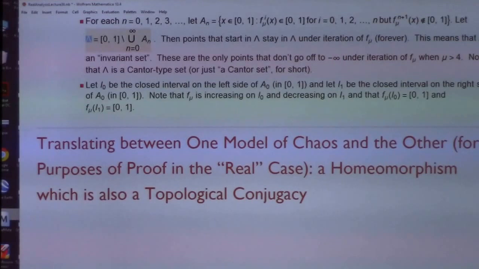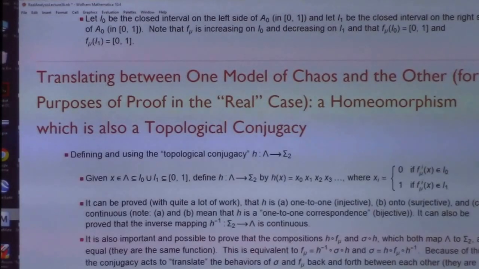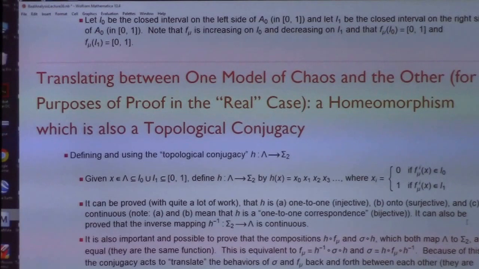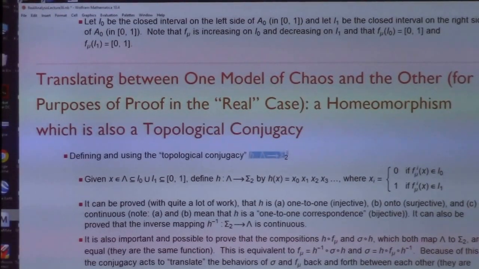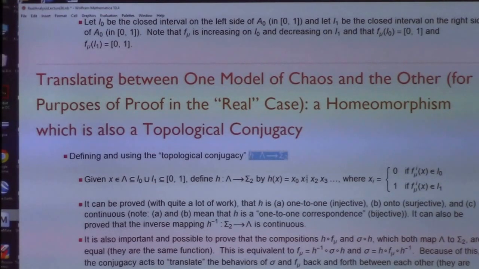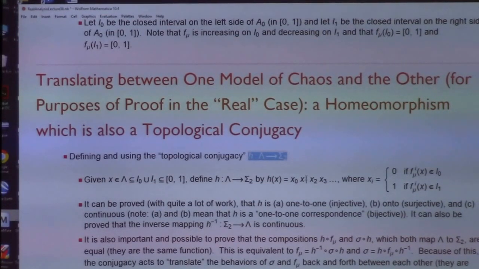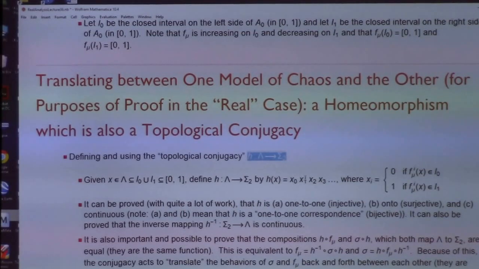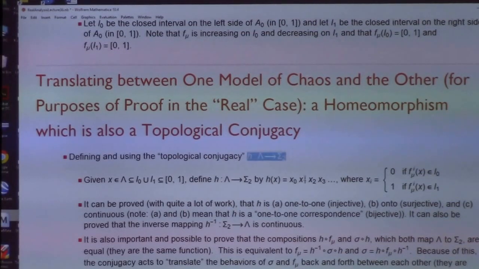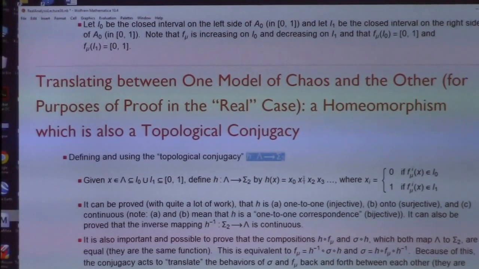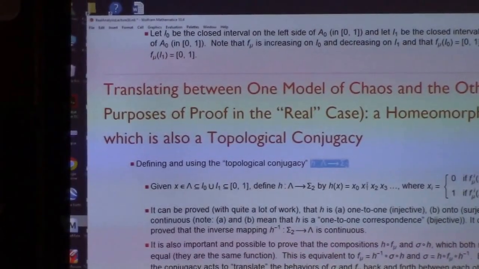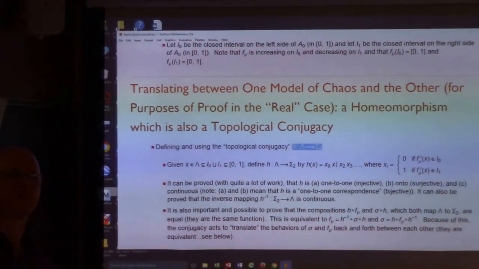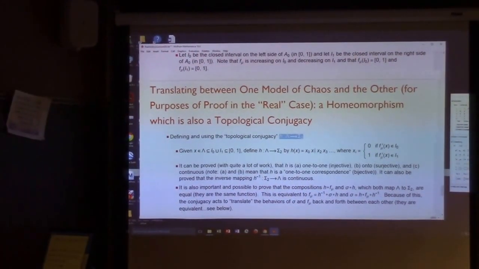And you can ultimately translate between the invariant Cantor set and the symbol space through what's called a topological conjugacy. A continuous and a one-to-one correspondence that's continuous and has continuous inverse that translates the behavior of points in the symbol space with respect to the shift map and their behavior, like periodic behavior, for example, into the exact same behavior for F on the invariant Cantor set. I describe how that's done.